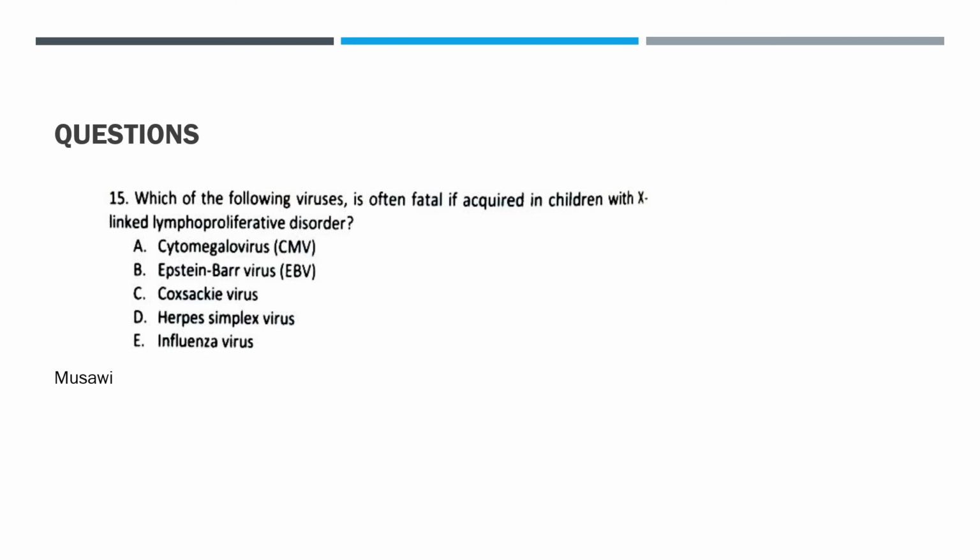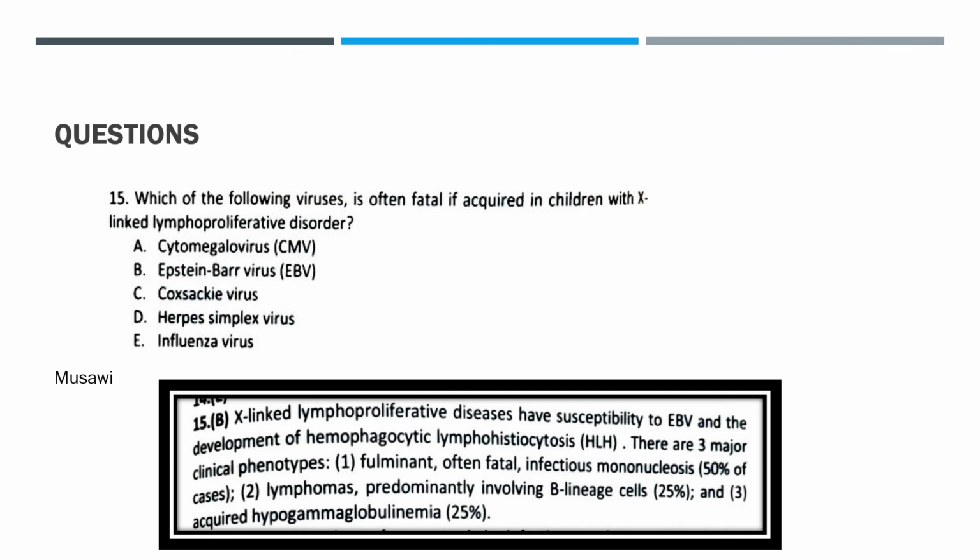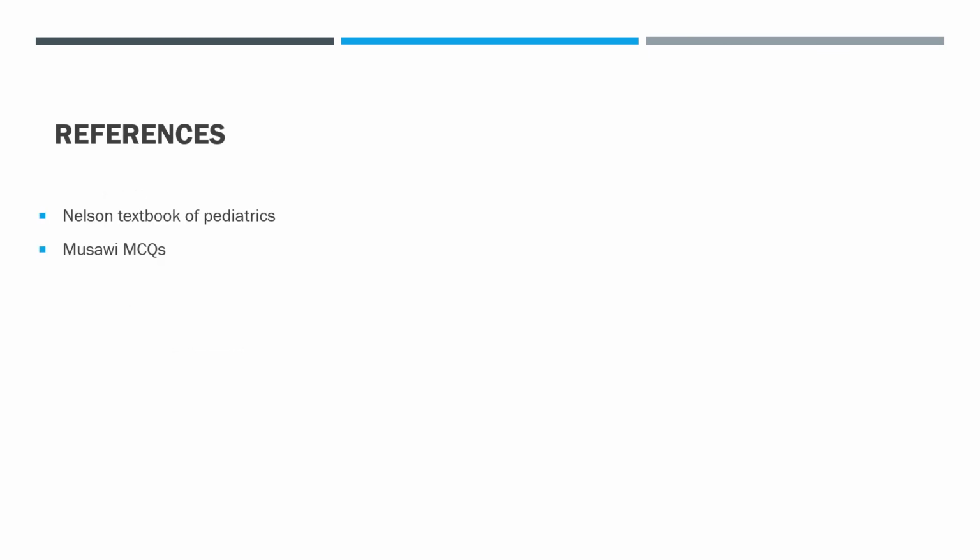Which of the following viruses is often fatal if acquired in children with X-linked lymphoproliferative disorder? Of course, the EBV. The explanation is X-linked lymphoproliferative disease patients have susceptibility to EBV and the development of hemophagocytic lymphohistiocytosis, the abbreviation of which is HLH. There are 3 major clinical phenotypes: the fulminant fatal infectious mononucleosis, lymphomas, and acquired hypogammaglobulinemia. So these are my references.